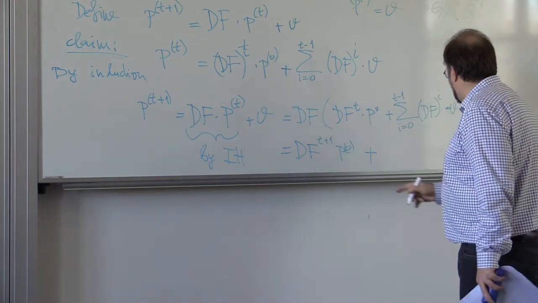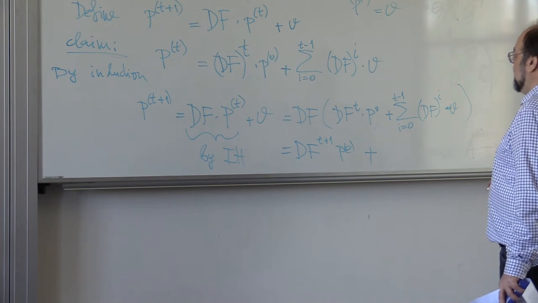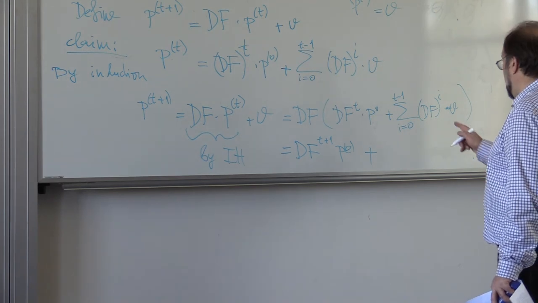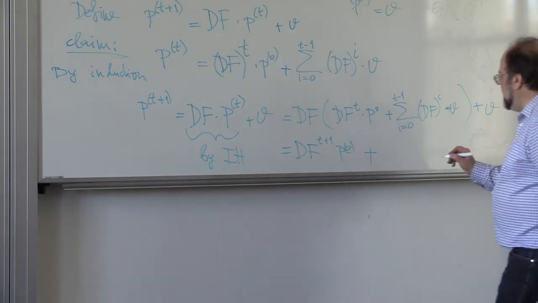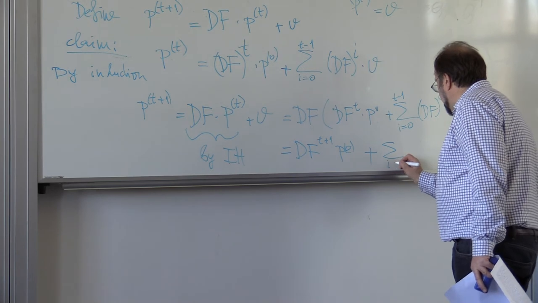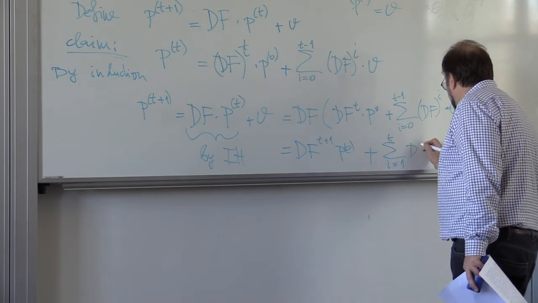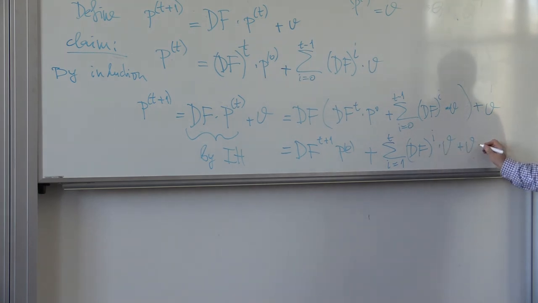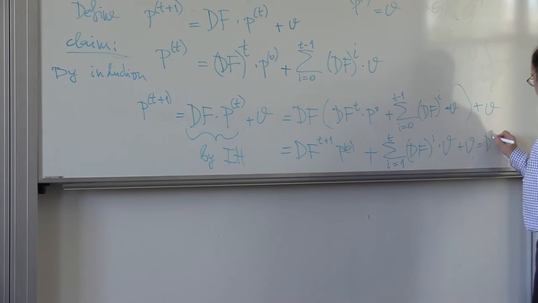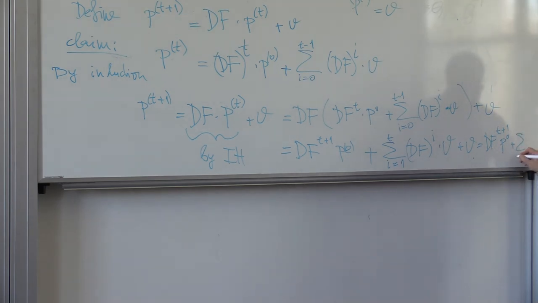plus, oops, am I missing something? Of course, I'm missing plus V. Yes, this V. So this becomes the sum I equals from 1 to T of DF to the power I times V plus V, but DF to the 0 is just the identity, so I get DF to the power T plus 1 times P0 plus precisely the sum I equals from 0 to T of DF to the power I times V. So this is true.